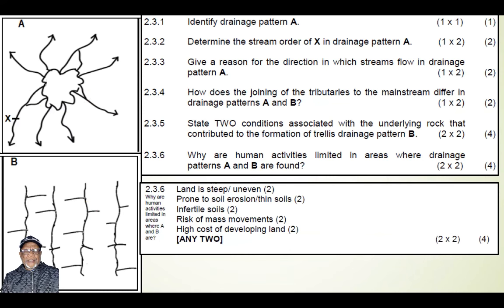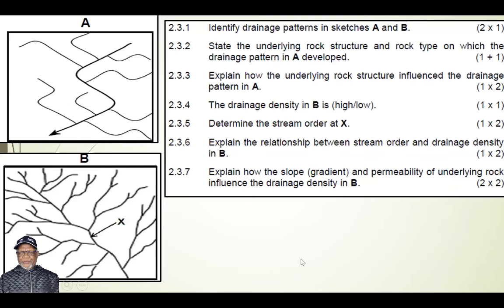So that is why they are not easily habitable. Land is steeper, it's prone to soil erosion, the soil is infertile, there's a risk of mass movement, high cost of developing. It's not easy to develop there. So there are a number of reasons that we can give why this is not easily habitable.